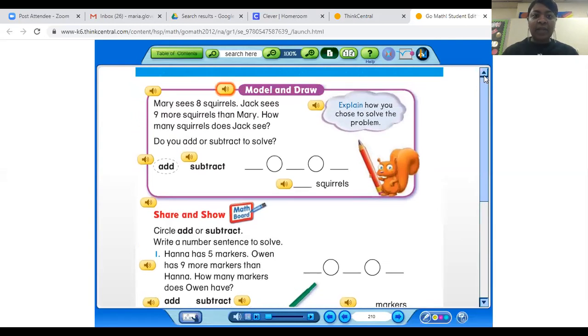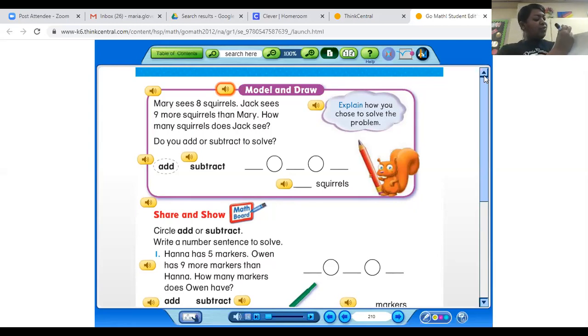All right. Let's model and draw. Mary sees 8 squirrels. Jack sees 9 more squirrels than Mary. How many squirrels does Jack see? Do you add or subtract to solve? All right. So we know that Mary sees 8 squirrels. Jack sees 9 more squirrels than Mary. So let's see. If I know Mary has 8, I'm going to draw my 8.